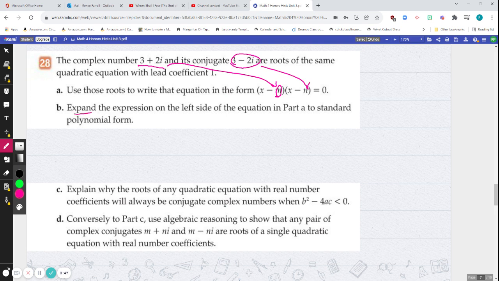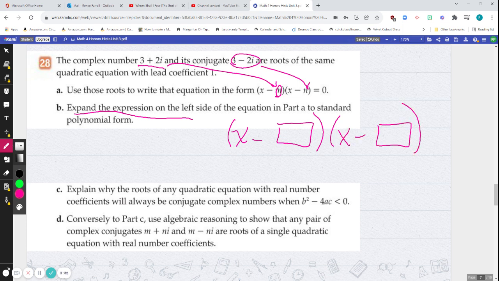And then your next step is you're supposed to expand the expression on the left side. So once you get this expression, x minus your root, and you clean it up a little bit, and then you have x minus your other root, you clean that up a little bit, you're using the distributive property all the way out and see what you get. Now, once you get your answer on the left-hand side, you can always double check that you got it right by doing the quadratic formula and making sure that those roots are the roots that you get. So that's your hints for A and B.